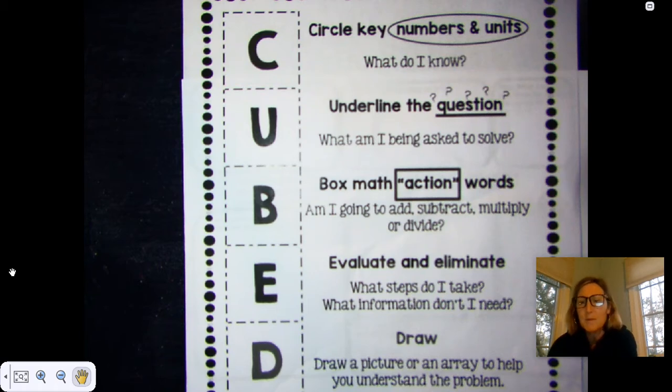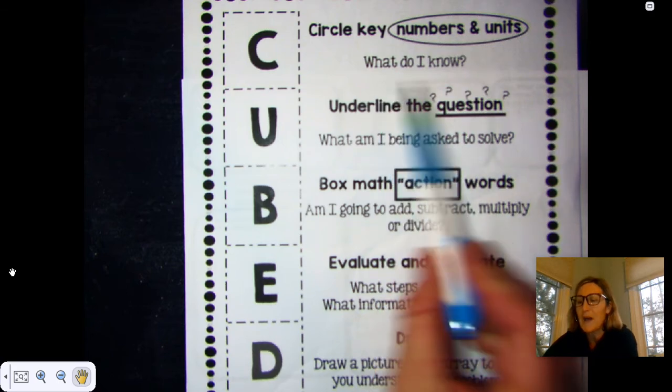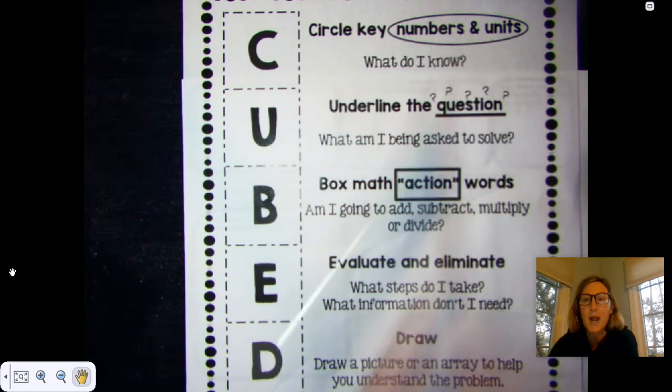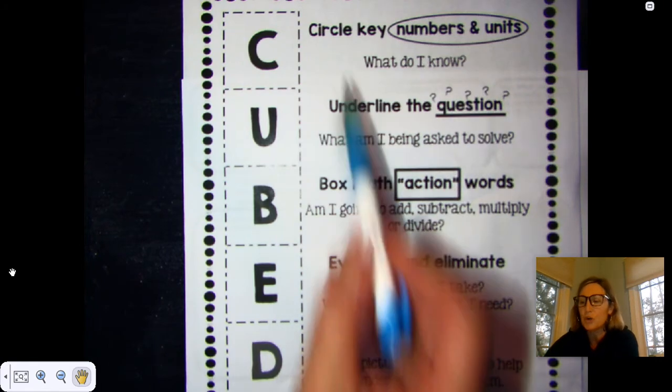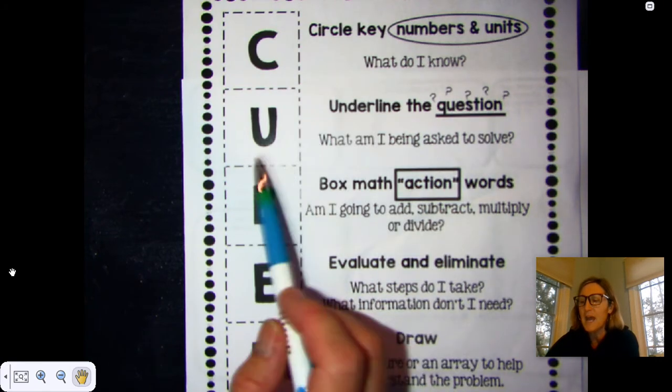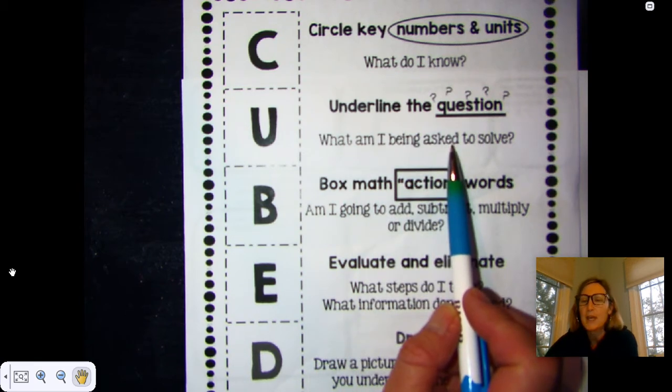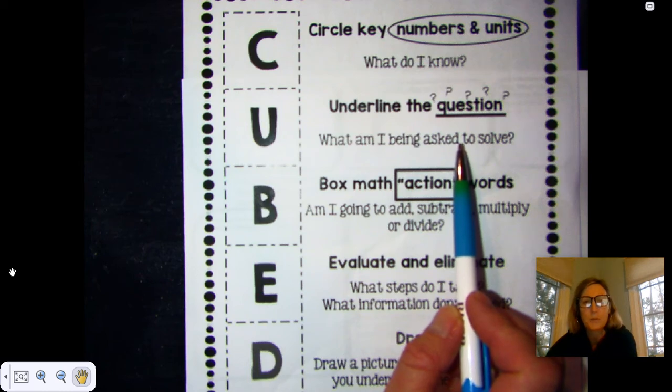What does CUBES mean? The C stands for, when you are looking at a word problem, we are going to be circling the key numbers or units. What do I know? Any numbers or units that they put in the word problem, you're going to circle them. Next, underline the question. What am I being asked to solve? And all of this is taking place before we even start to do anything with the word problem.